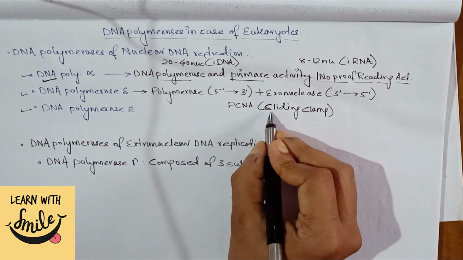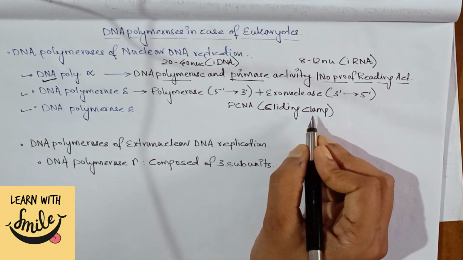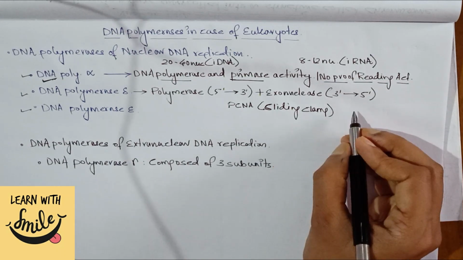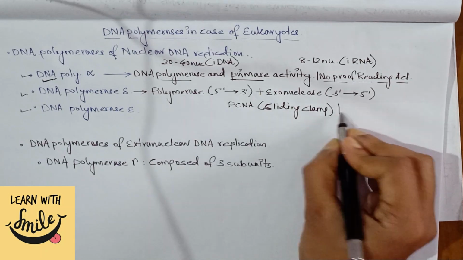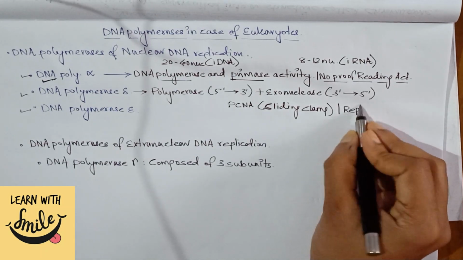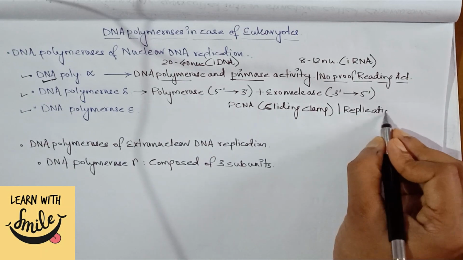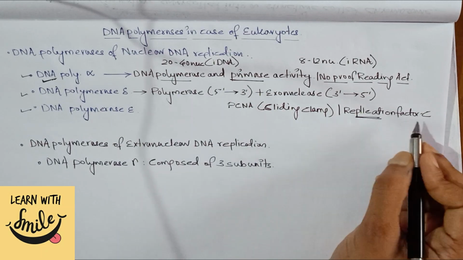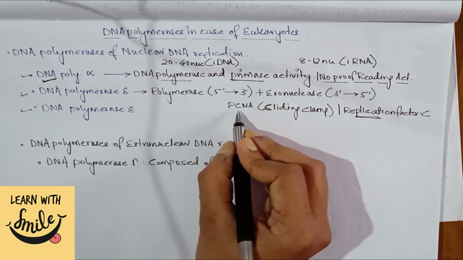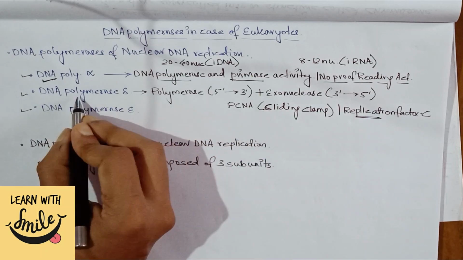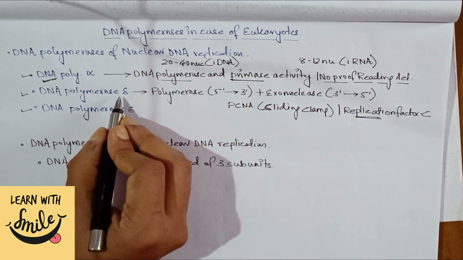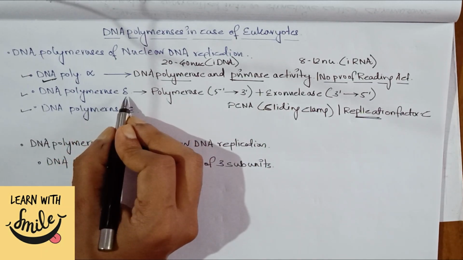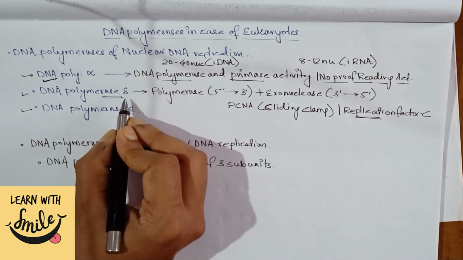And for the loading of this sliding clamp, we require a clamp loader, and that particular clamp loader is known as replication factor C. The clamp loader is known as replication factor C. Now it is this particular clamp loader which will help load this sliding clamp associated with the DNA polymerase delta onto the template strand, thereby helping in the higher processivity rate of this DNA polymerase delta.